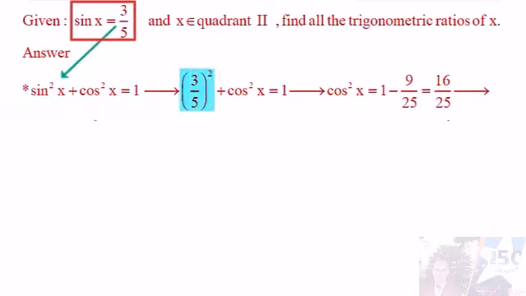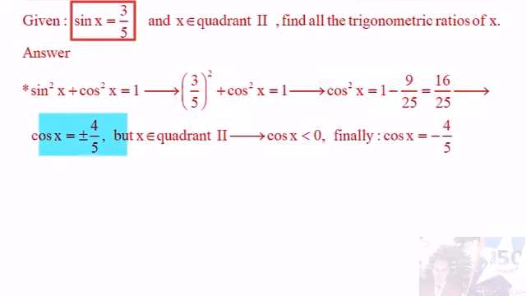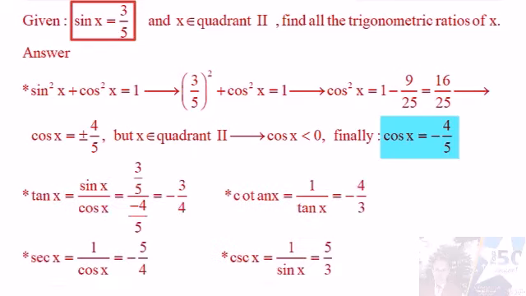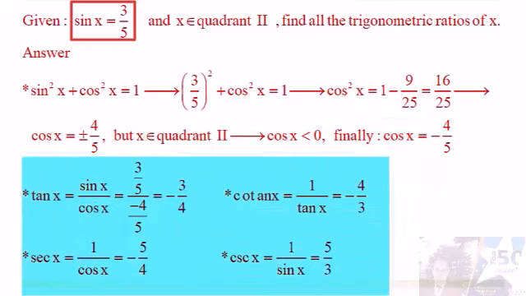Plug in 3 over 5, you obtain cosine squared x equals 16 over 25. Hence cosine x equals plus or minus 4 over 5. On the other hand, x is in quadrant 2, then cosine x should be negative, consequently minus 4 over 5 is the only acceptable solution for cosine x. For the remaining lines, tangent, cotangent, secant, cosecant, it's only a matter of applying the formulas straight.